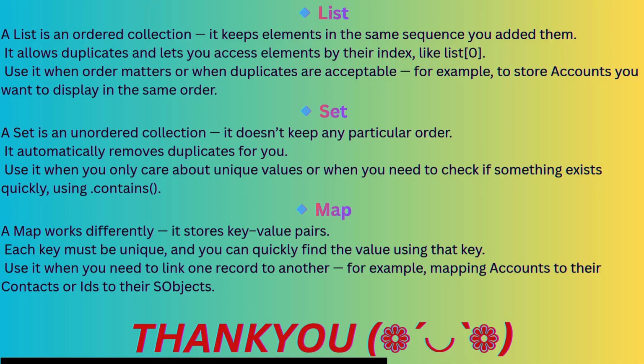A map works differently. It stores key-value pairs. Each key must be unique and you can quickly find the value using that key. Use it when you need to link one record to another, for example mapping accounts to their contacts or ID to their SObject. That's how maps work in Apex. They are powerful, fast and super useful for linking related data like accounts to contacts.